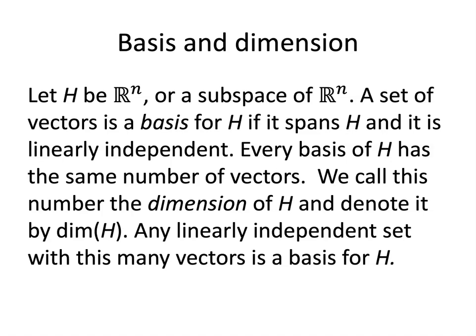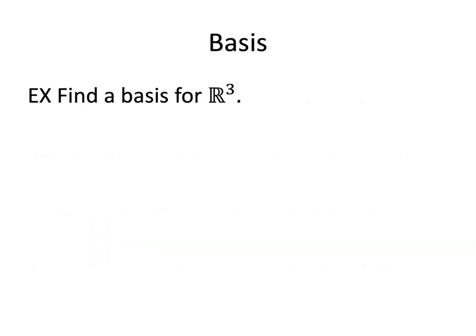Let H be Rn, or a subspace of Rn. A set of vectors is a basis for H if it spans H and it is linearly independent. Every basis of H has the same number of vectors. We call this number the dimension of H and denote it by this symbol here. So any linearly independent set with this many vectors is a basis for H.